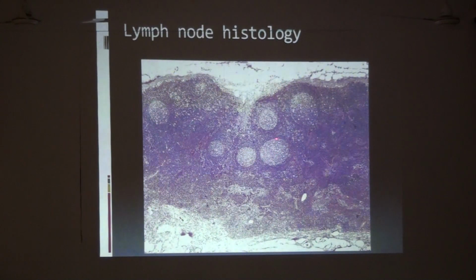The activated cells are always big in size and blasts. They are called blasts. That's why they are pale. Then there are mature B cells covering these follicles. This is called the mantle cells, the mantle zone. Three to five cell layers of this mantle zone are present.